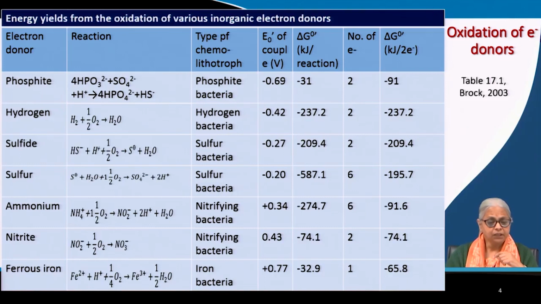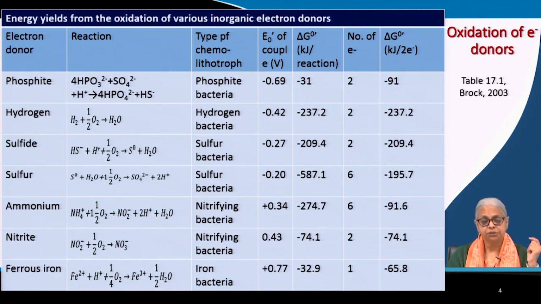So here you have, let's ignore the first one, you have hydrogen plus oxygen in the second case, sulfide plus protons and oxygen, converting that to a more oxidized form, which is elemental sulfur. That is done by sulfur bacteria, and you can see the delta G values are all negative, which means there is sufficient energy for the cell to survive. And elemental sulfur can be further oxidized to sulfate. Again, that's done by sulfur bacteria.